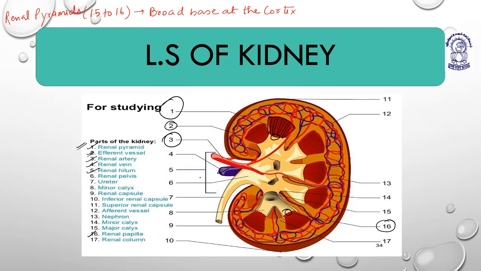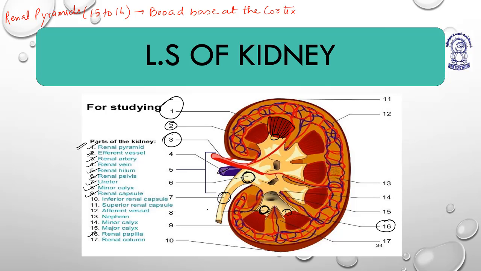Fifth is the renal hilum. This is where the renal artery goes in, the renal vein comes out, and the renal nerve goes in. Sixth, renal pelvis. Seventh is the ureter. Eighth is the minor calyx.